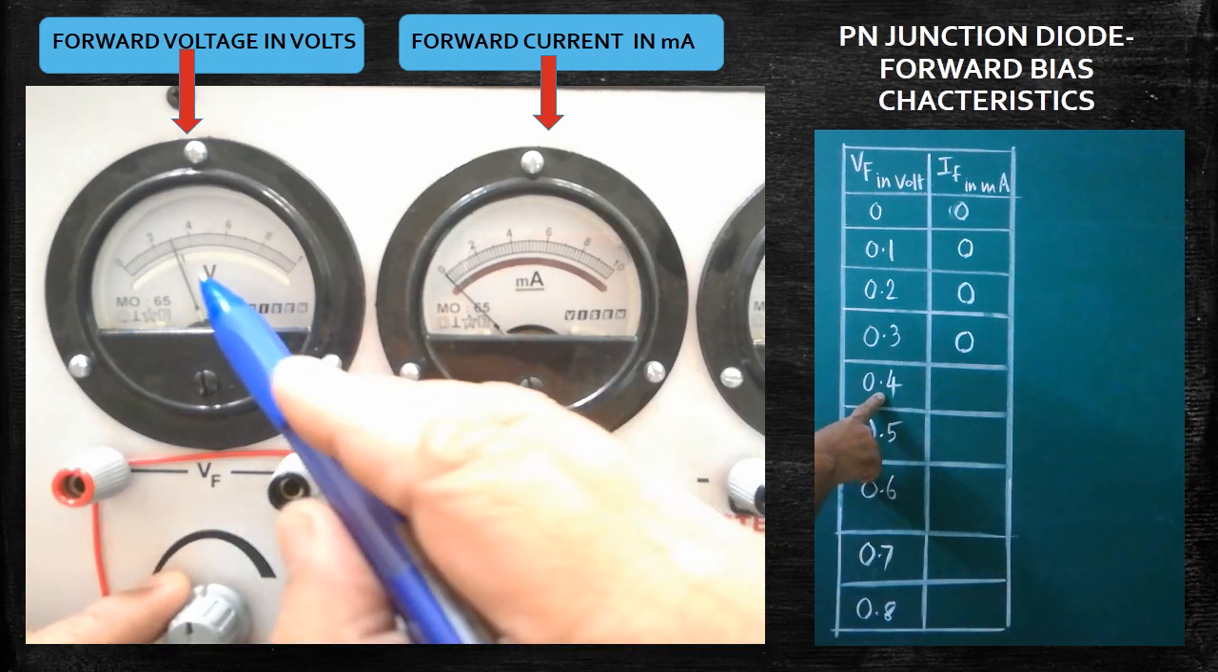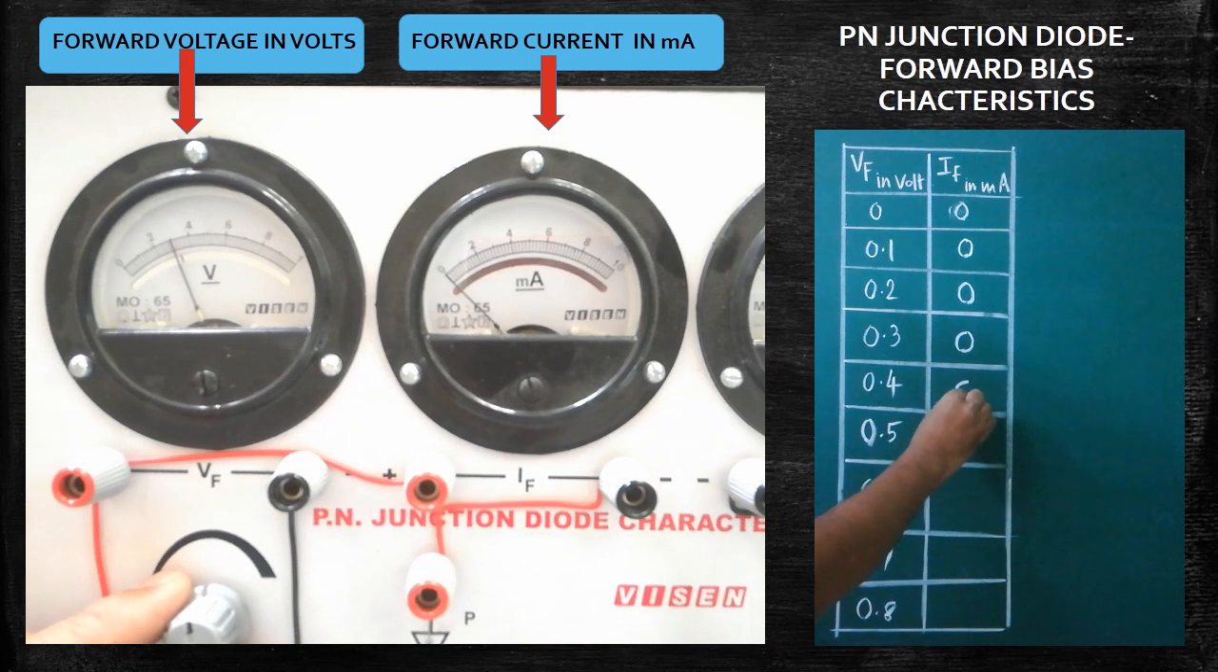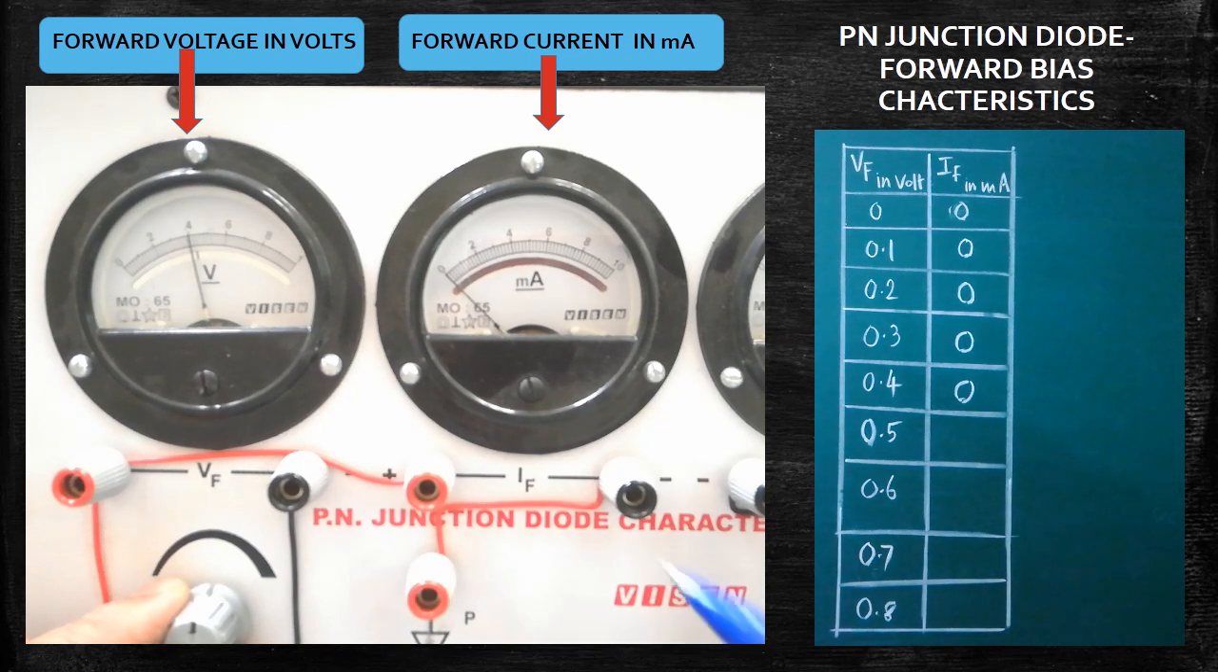VF is 0.3. Forward voltage is 0.3. No change in the IF. Now also 0. Next reading is 0.4. Now find out any changes there in IF. No change. It shows that the diode is not conducting. Diode has not started conducting.